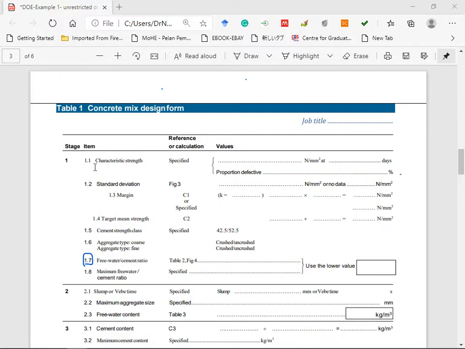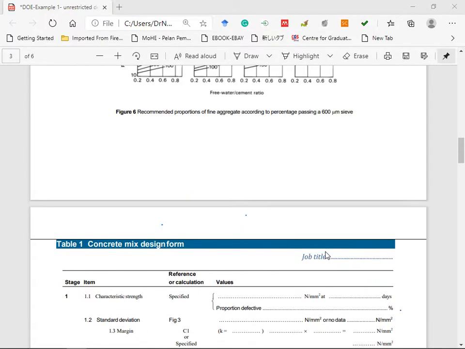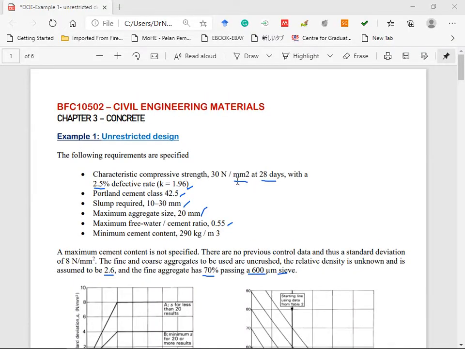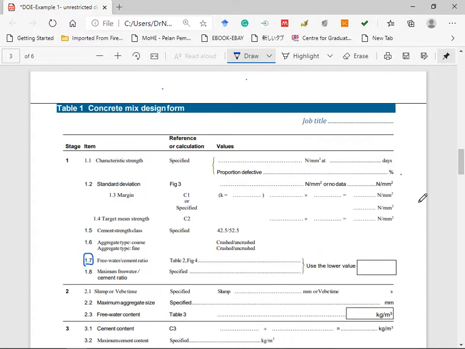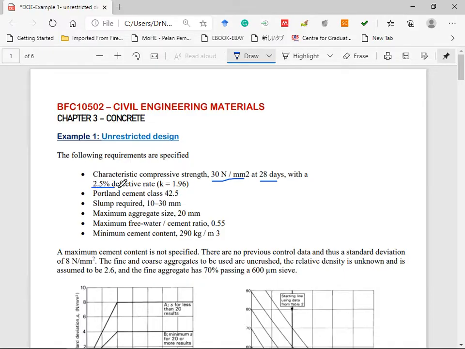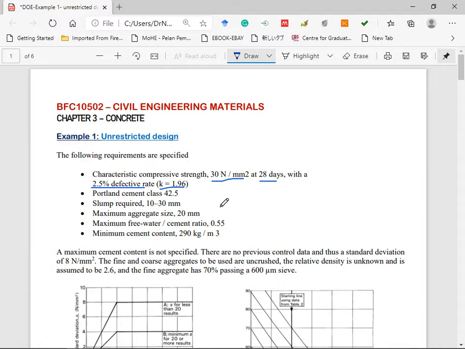So under stage 1, first the item 1.1 is the characteristic strength. In the requirement given in the question, the strength at 28 days is 30 Newton per millimeter square, and we insert this data in the mix design form. 30 Newton per millimeter square at 28 days. And the proportion defective given in the question is 2.5%. And this is the defective rate given for the K of 1.96.